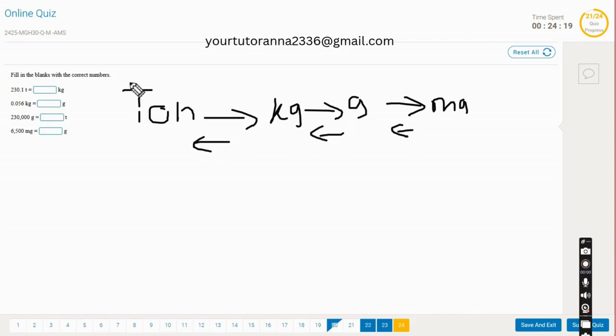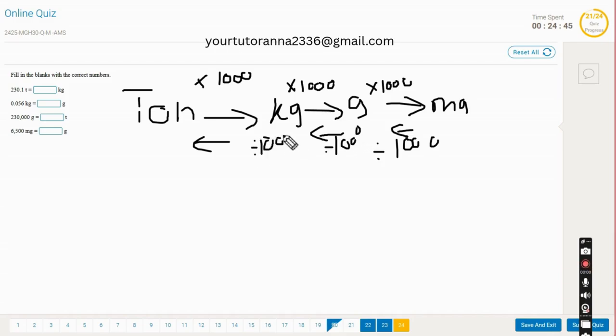Okay, so remember, when you're going from a larger unit to a smaller unit, ton is larger than kg, what do you do? You multiply. And what do you multiply by? 1,000. And then you multiply by 1,000 again. And multiply by 1,000 again. And when you're going from a small unit to a larger unit, you'll be dividing by 1,000, and again divide by 1,000. You can take a screenshot of this one. So now let's do the first one.